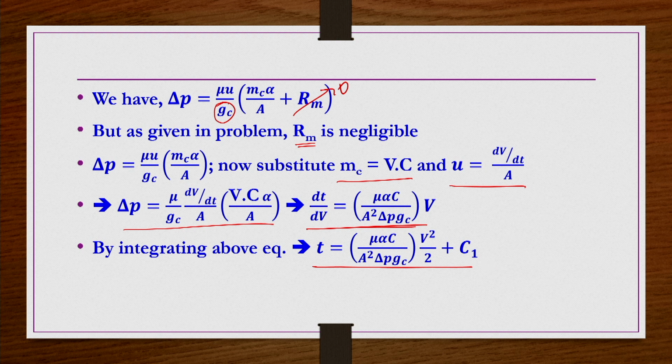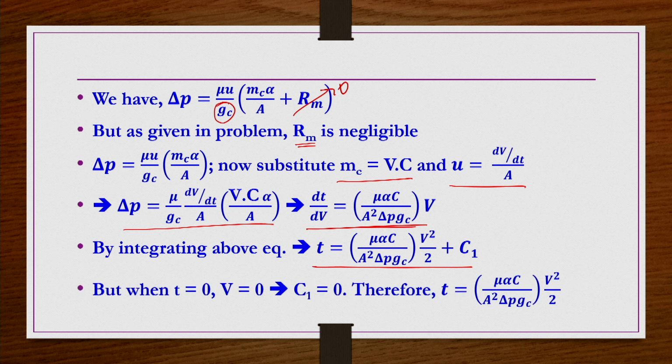But at t equals 0, V equals 0, because there is no filtrate collected at t equals 0. So, the constant C1 should also be 0. Then what we have is t equals mu alpha C by A square delta P Gc, V square by 2, right.